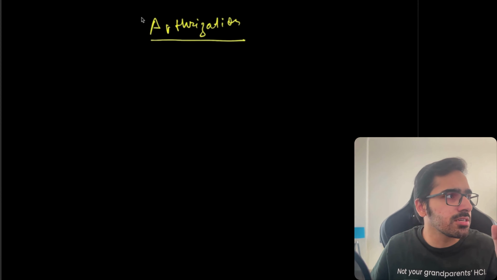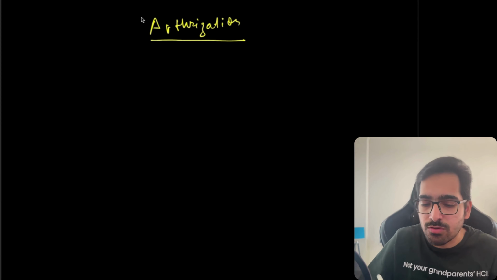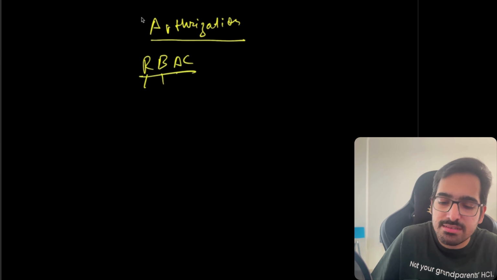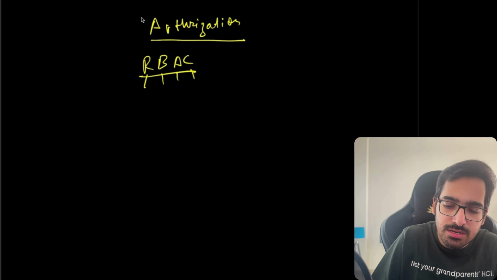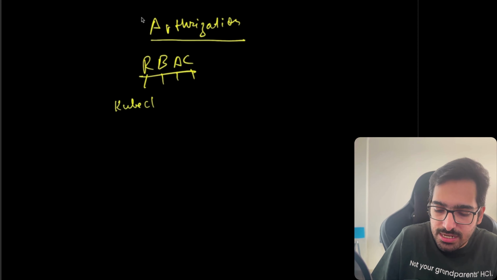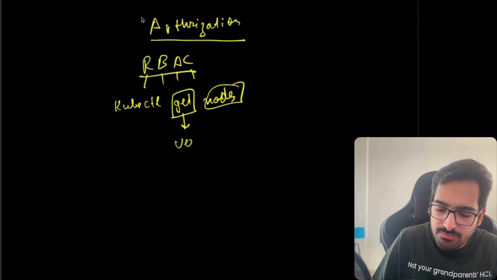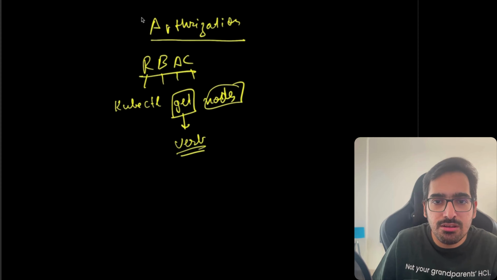Now the main authorization you have to focus on is RBAC, which is role-based access control. What that means is, let's say you have written kubectl get nodes. So you want to get the nodes. This means the verb.